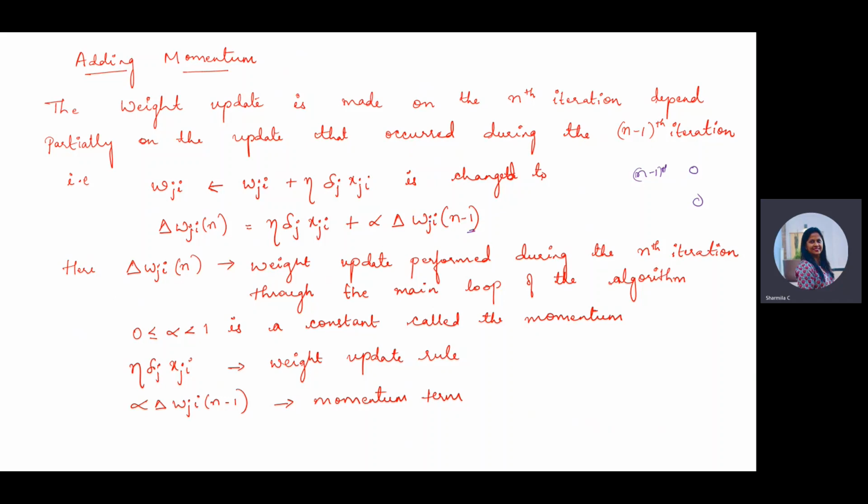Here delta Wji of n is the weight update performed during the nth iteration through the main loop of the algorithm. So we have this term and this term. This is the update rule, and the added term is called the momentum. We have just changed the training rule by adding one more term, called momentum.